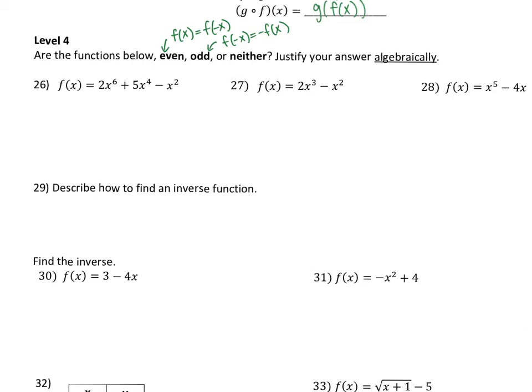So to do it, all you have to notice is that these are already the positive x versions. And so what we need to do is find the negative x version and then compare. So we're going to plug in negative x and simplify and then compare the final results. So I'm going to go ahead and plug in negative x into all of the x's.